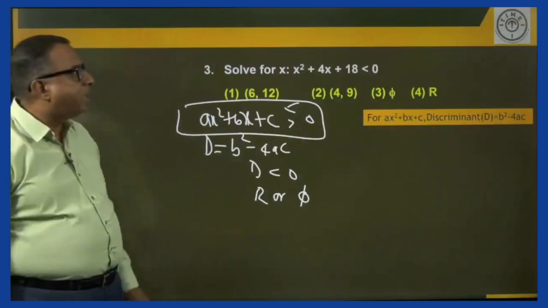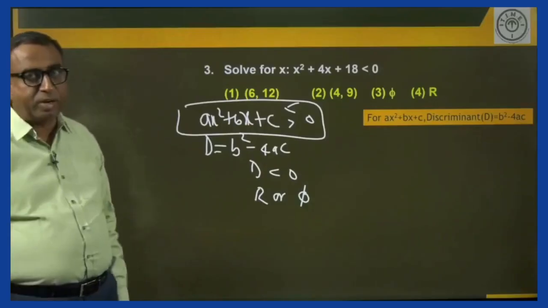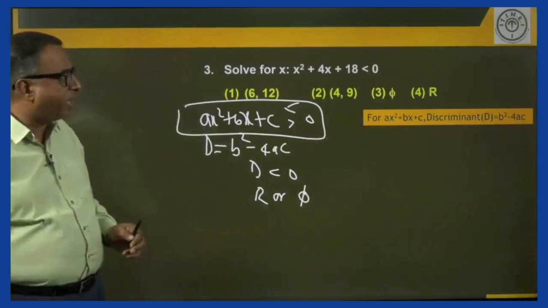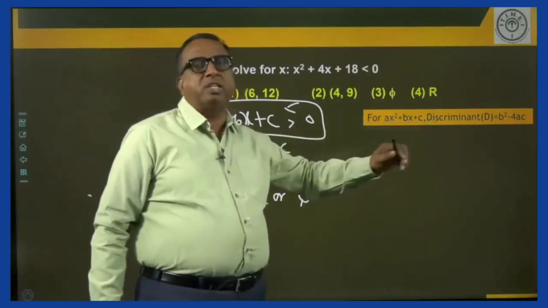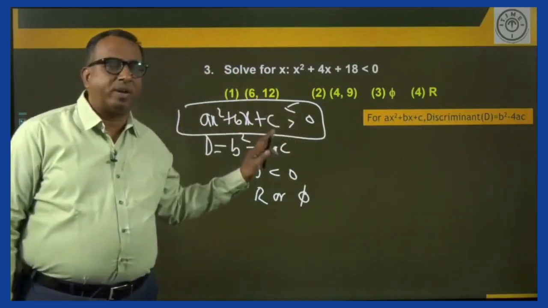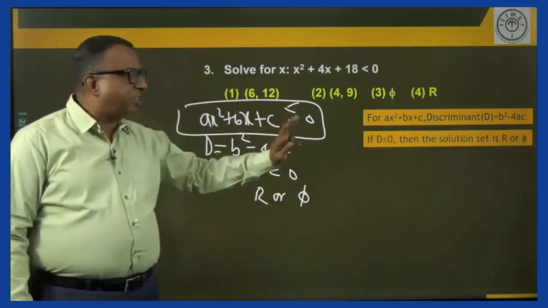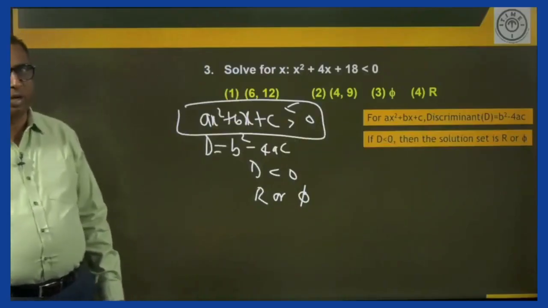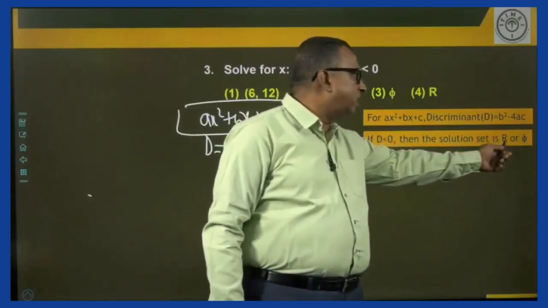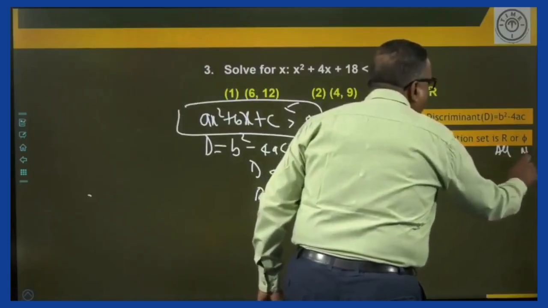Please take down, I am dictating. For ax square plus bx plus c, అంటే ఈ quadratic expression కి, b square minus 4ac is called the discriminant. ఇది మనం quadratic equations లో కూడా ఉంటుంది. If discriminant is less than 0, రాసుకోండి, ఇది shortcut, then the solution set is all real numbers or no real number. All real numbers are solutions or no number will be a solution.